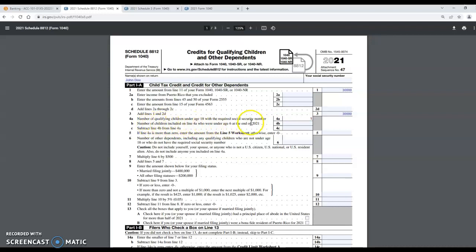4B, number of children included on line 4A who were under the age of 6. Well, we didn't have any of those. Line 4C, subtract 4B from 4A. So 1 minus 0 is 1.